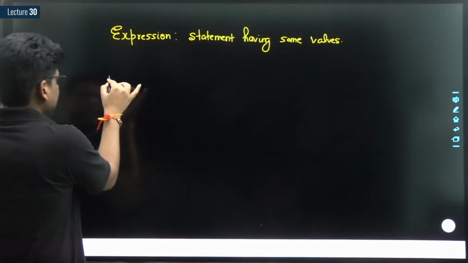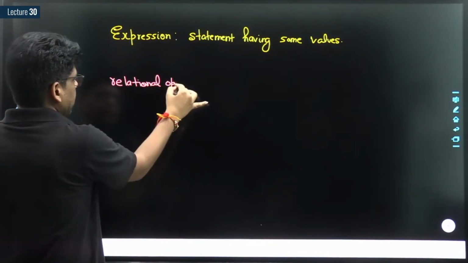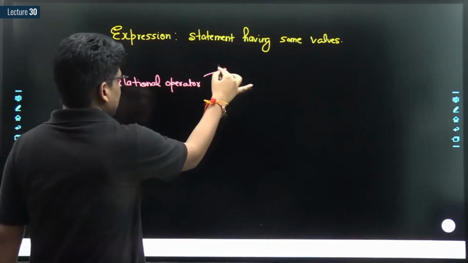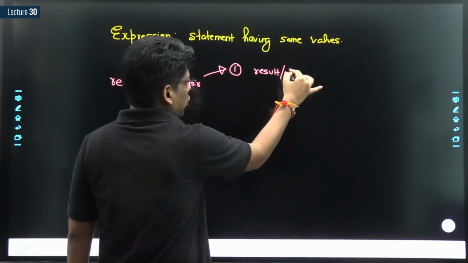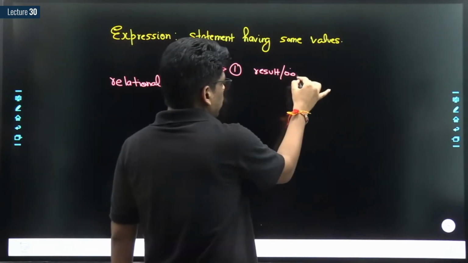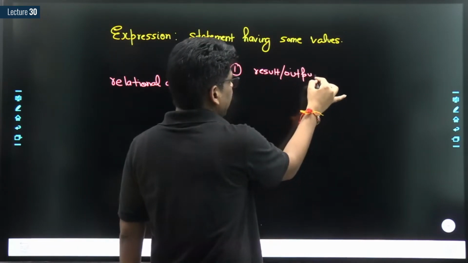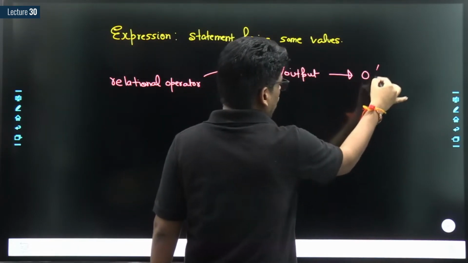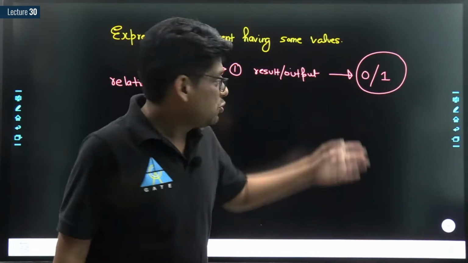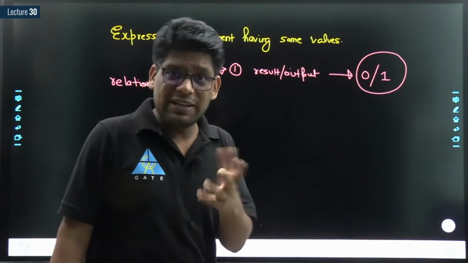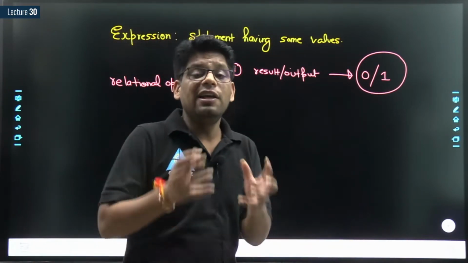So, sir, we have already studied relational operators. And we know one thing. What is that, sir? The result or output of every relational operator is 0 or 1. If I ask you, what is this? Sir, this is nothing but the value associated. Sir, what is this? Is this a number? Is this a value? Yes, sir. It is a value. That means for every relational operation, there is some value.